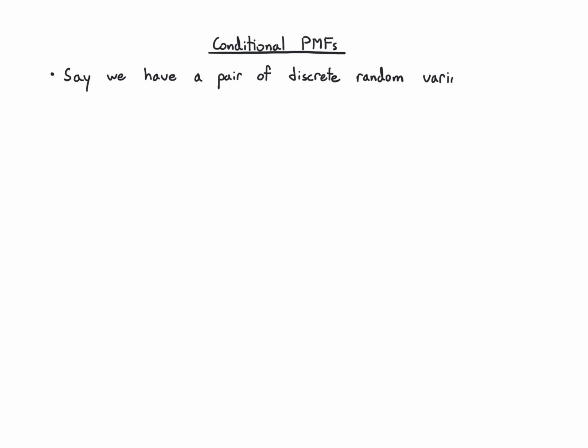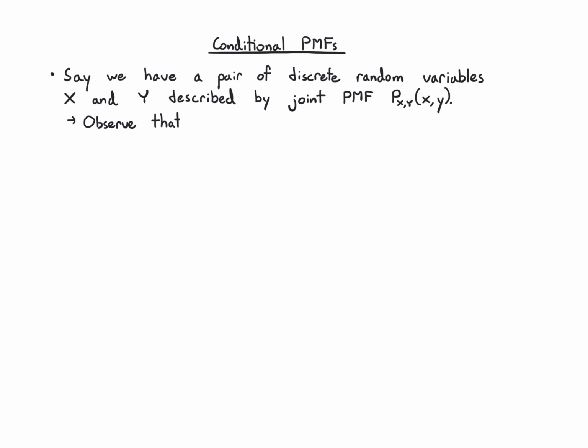We're now going to introduce a really interesting form of conditioning, which is how we're going to usually deal with conditioning for pairs of discrete random variables, and that's the conditional PMF. So say we have a pair of discrete random variables, let's call them X and Y, and we've already described them by some joint PMF. We already have this PMF. We call it P_XY. And we observe that Y is equal to this little y.